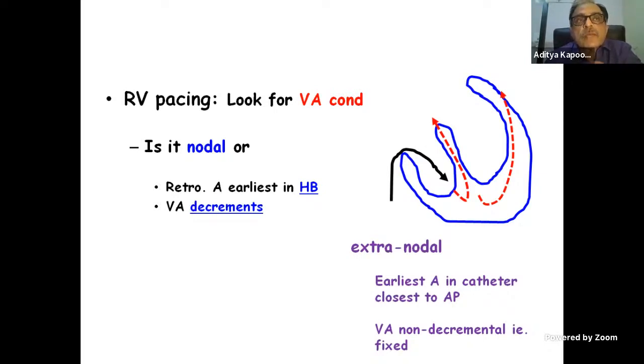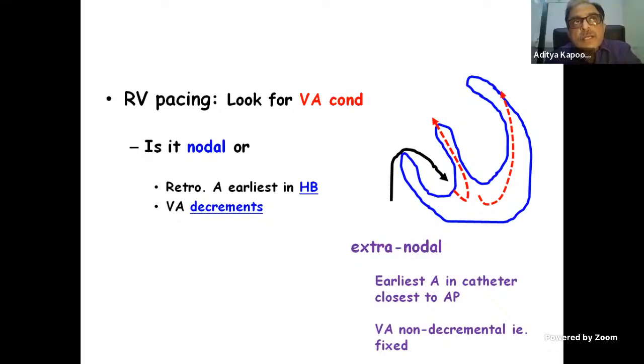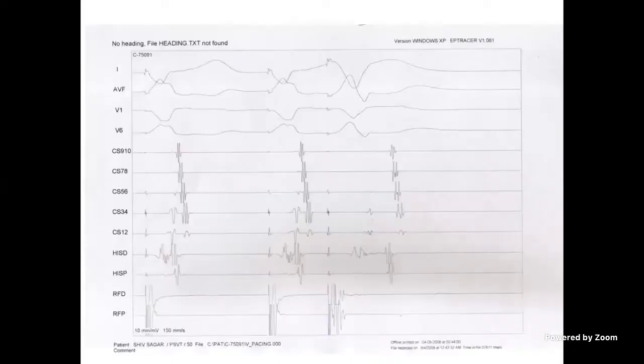So that is the way you can distinguish during RV pacing, drive chain and extra stimulus. Where is the earliest A? Usually in a nodal conduction, it will be either in the His bundle or in the proximal CS, that is the CS os. It will decrement. And of course, in an accessory pathway, it will be an eccentric VA conduction.